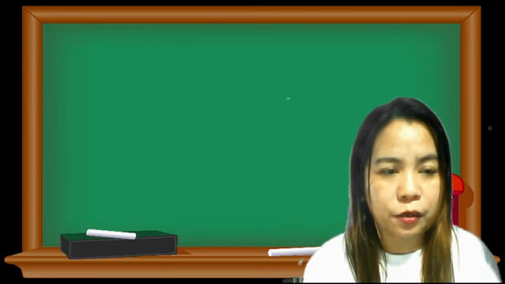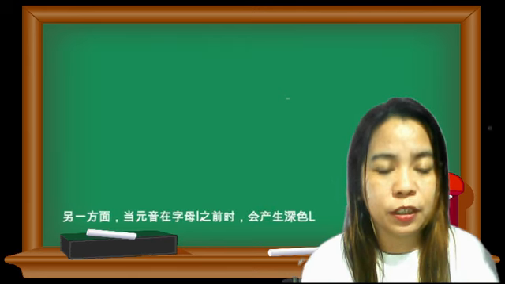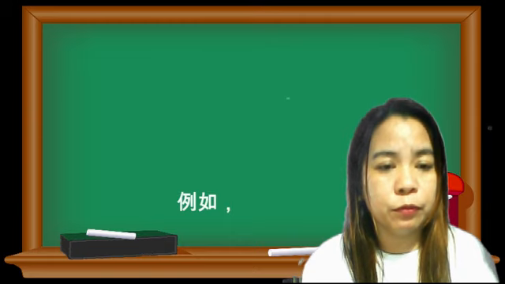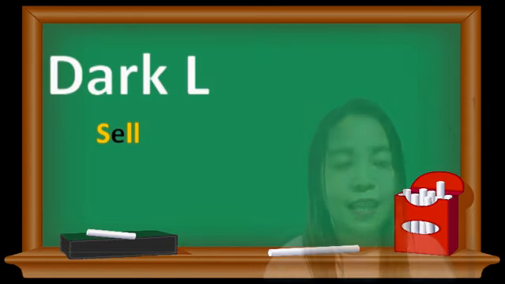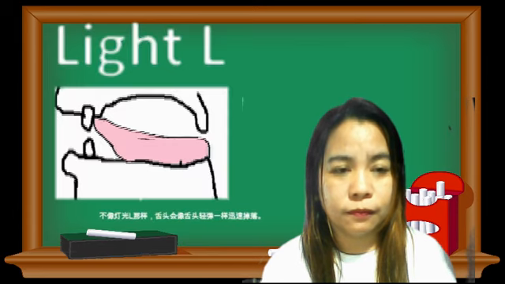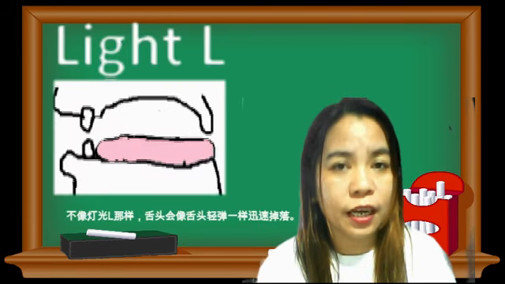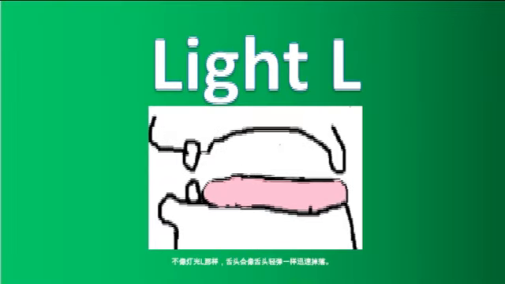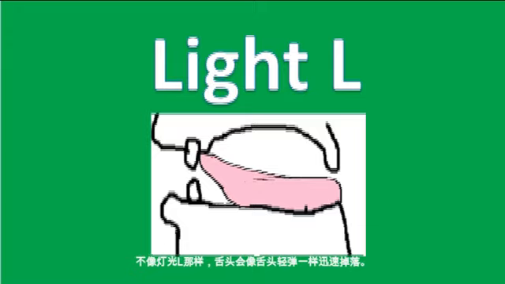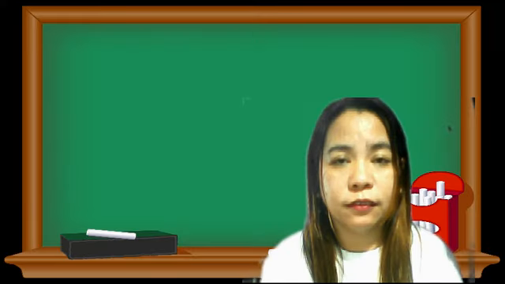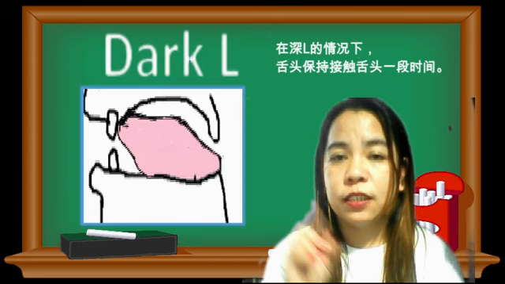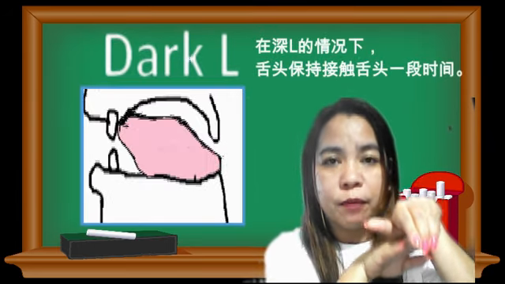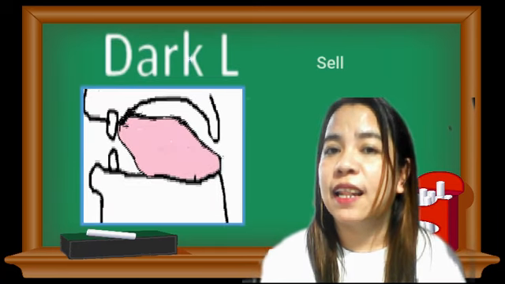The dark L, on the other hand, is produced when a vowel precedes the letter L. For example, cell. Unlike the light L, where the tongue drops, or it's just like a flick of the tongue, with a dark L, the tongue remains touching the back of the upper teeth for some time. Cell.